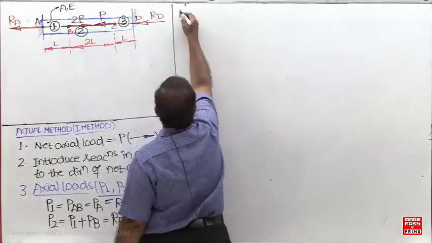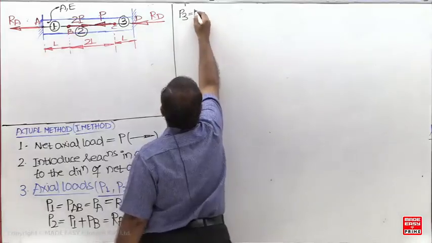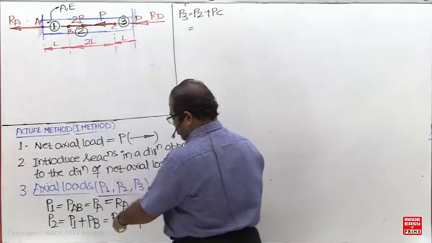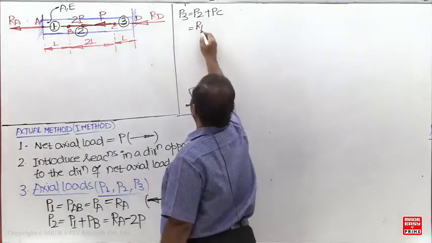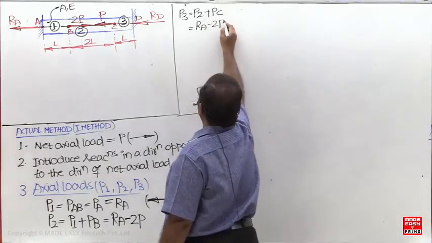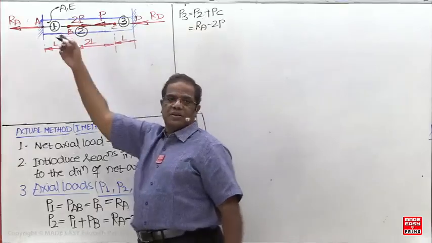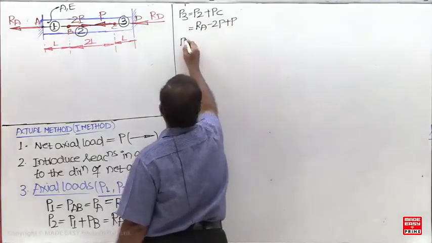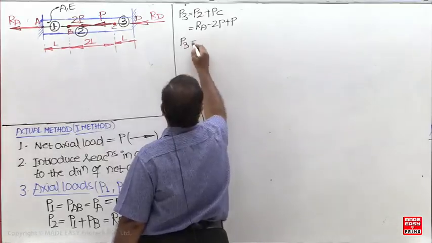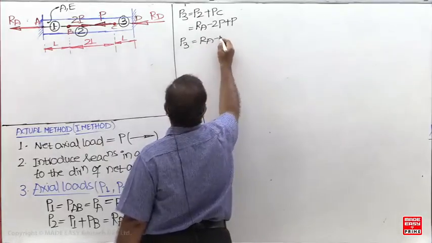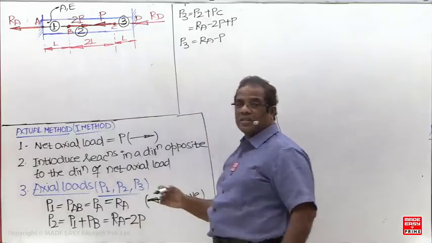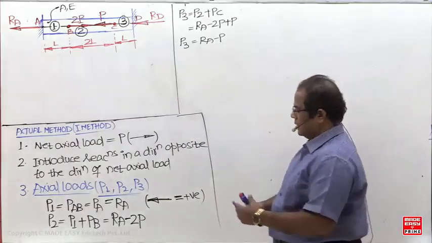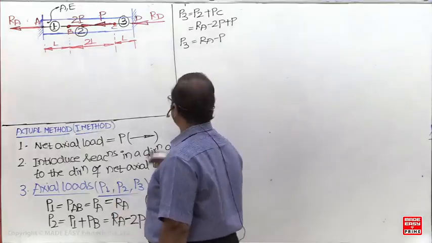Next, what is P3? P2 plus load at C. What is P2? RA minus 2P. What is the load at C? Towards left side, and you are taking towards left side as positive. So P3 will be RA minus P. So always this method, the shortcut method, is better. Put this now.